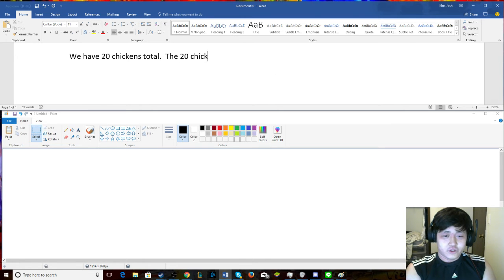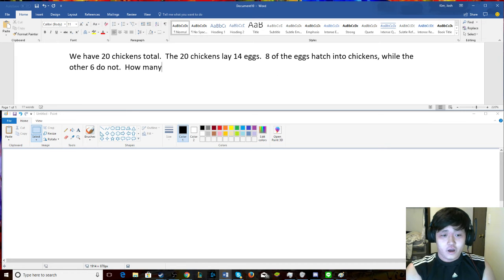The 20 chickens lay 14 eggs, we'll say. 14 of the eggs, or actually 8 of the eggs hatch into chickens, while the other 6 do not. How many chickens do we have now?